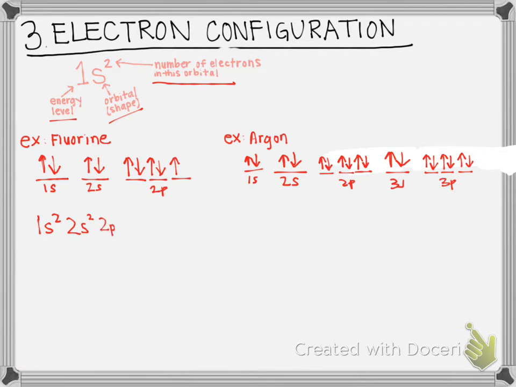You count your electrons up, and you have 5 in that orbital. So your electron configuration for fluorine would be 1s2, 2s2, 2p5.